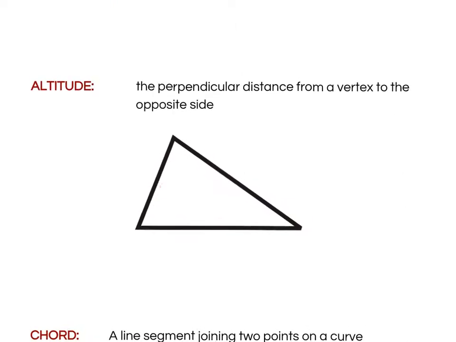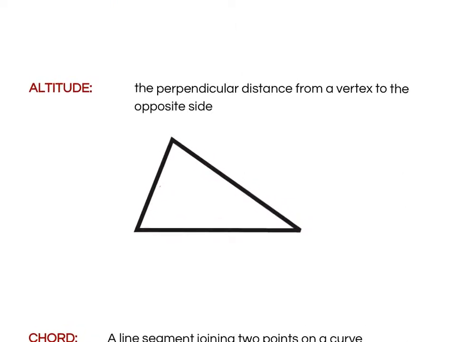So altitude describes the perpendicular distance from a vertex to the opposite side. So let me go ahead and label this triangle as A, B, C. When I'm talking about the altitude, people think of altitude in terms of above or below sea level. Maybe you're thinking about the altitude of a mountain. To me, it really describes height. And so it's the same in this situation. If I'm talking about the altitude, I'm talking about basically the height of the triangle.